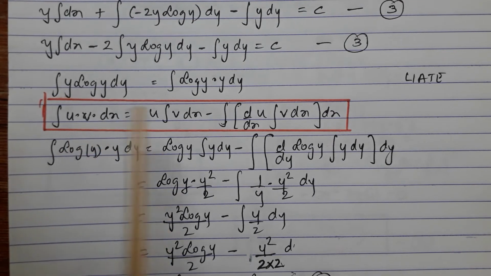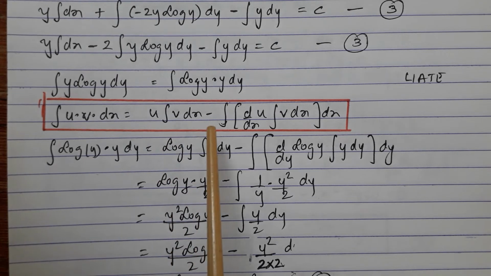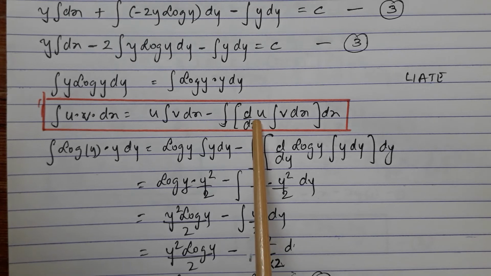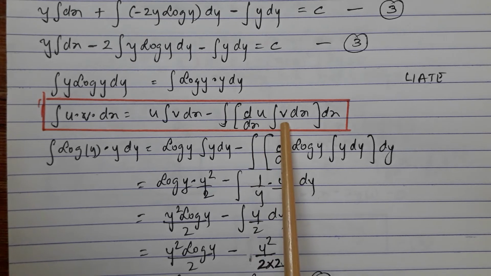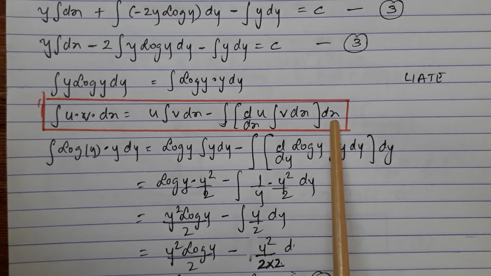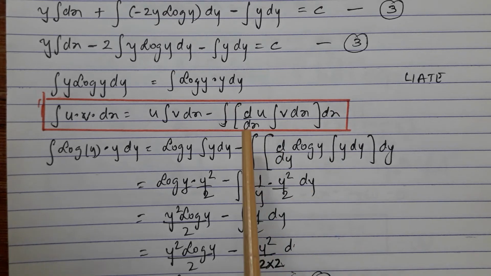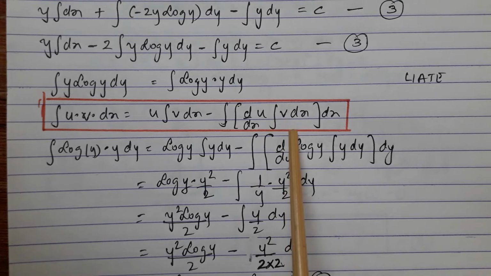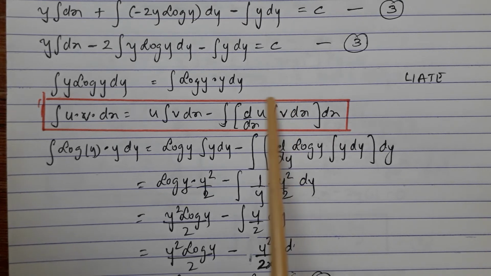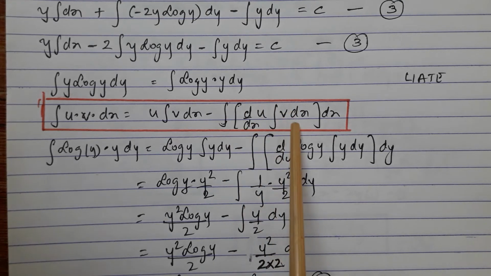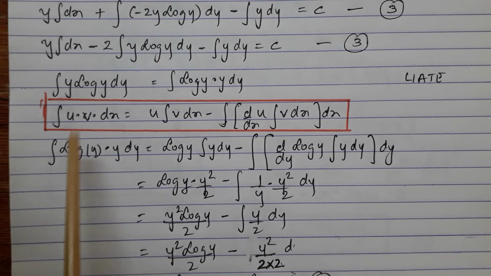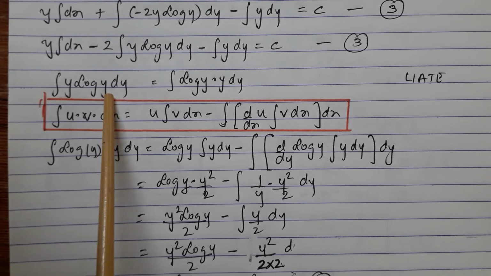So we'll have to use integral uv dx is u integral v dx minus integral of the bracket d by dx of u into integral of v dx, into dx. So we'll have to first take the derivative of u, then we'll have to integrate v, and take the integral of the product. So this would be integral of y log y.